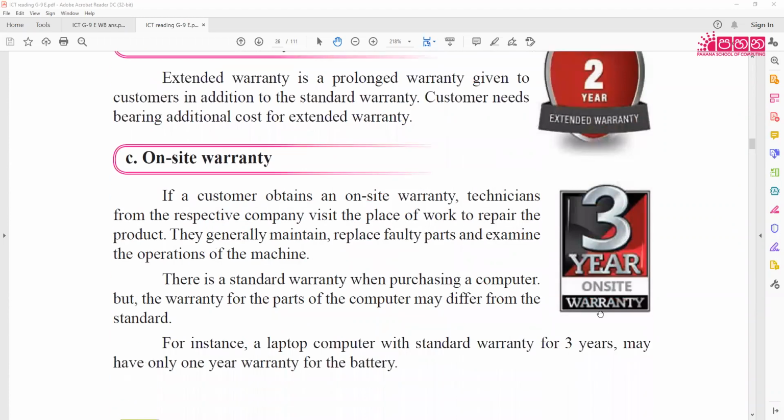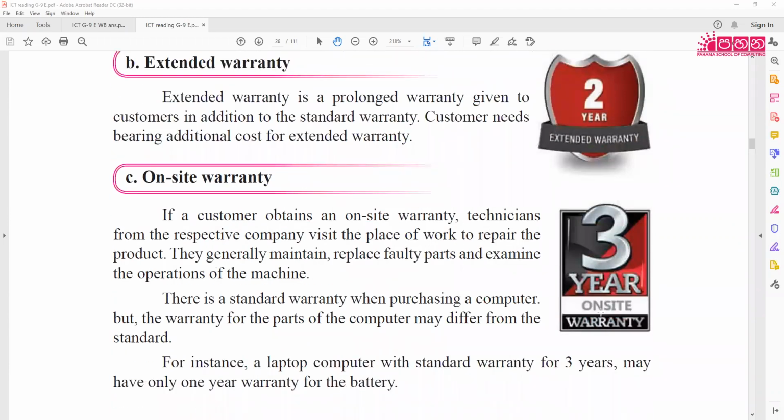And then there are other warranties like on-site warranty. When you have a problem in your machine, you have to take it to the repair shop, right? You have to spend the time. If you purchased your laptop in Colombo, sometimes you have to go to Colombo. Yeah, that might happen. Because of that, on-site warranty means whenever something goes wrong, the technical people come to your place. That's why we say on-site. For example, with a 3-year on-site warranty, if something goes wrong in your machine within 3 years, they will visit you.